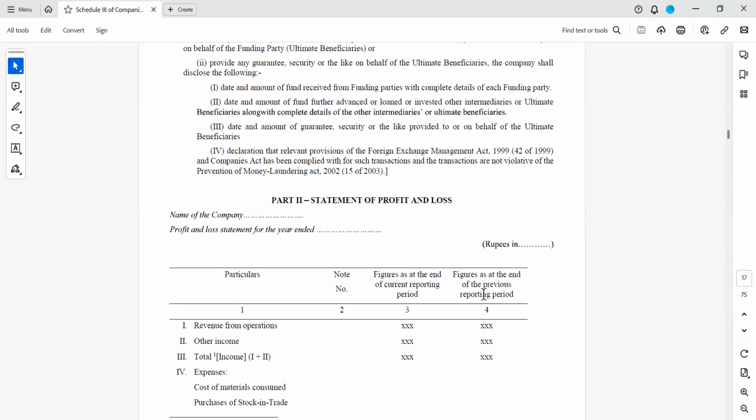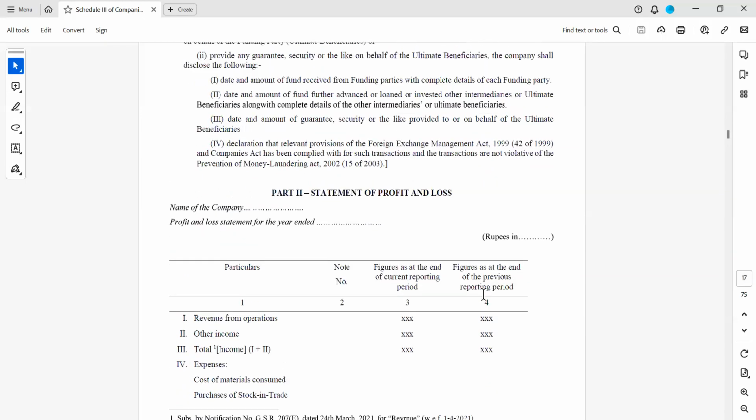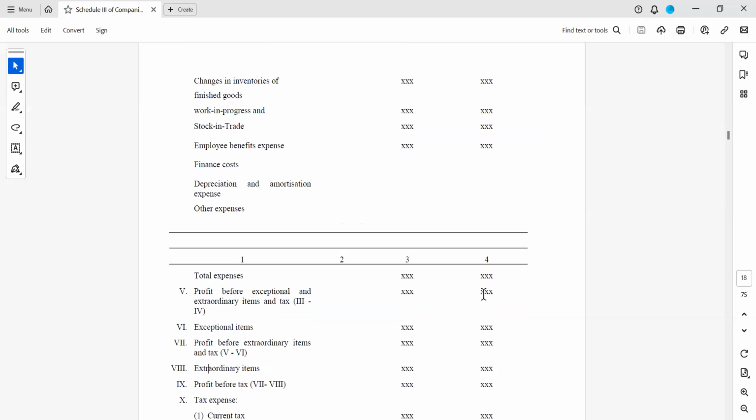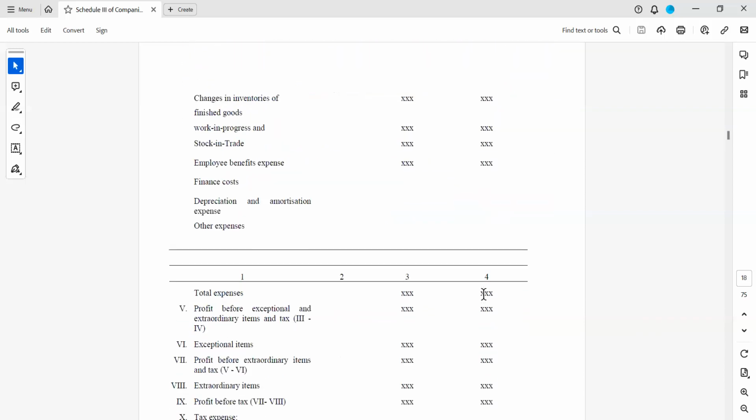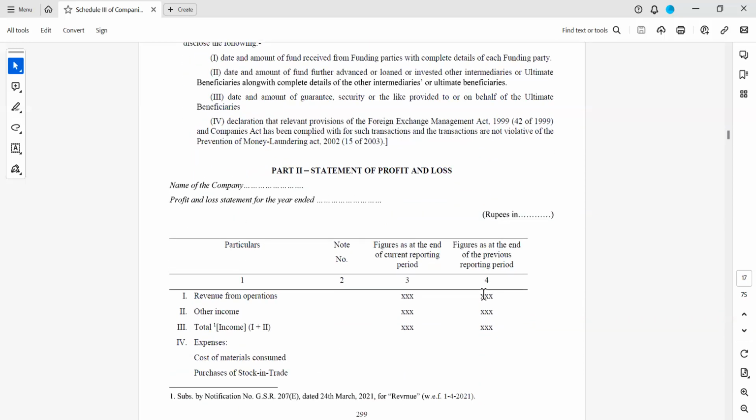Then same thing we are taking for 2 years. As per mandate, we have to give previous year figures also. So for P&L also it will continue. And as we told earlier, whatever denomination we are following, it is in hundreds or thousands, the same thing has to be followed throughout the financials.